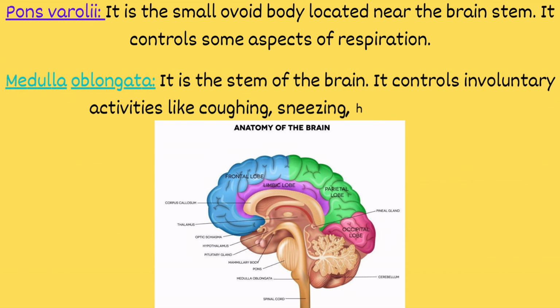Medulla oblongata is the stem of the brain. It controls involuntary activities like coughing, sneezing, heartbeat, etc.